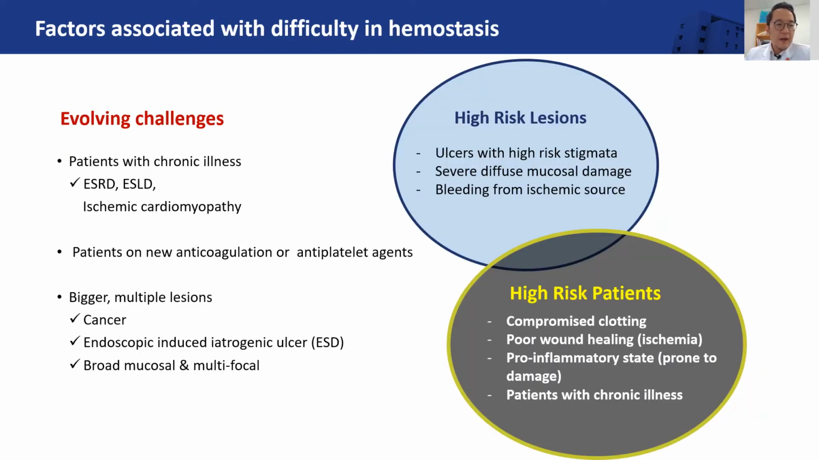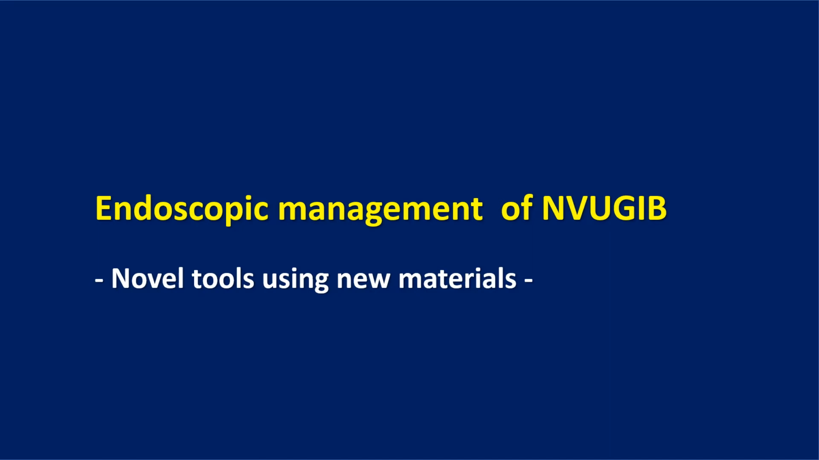And also there are some factors associated with difficulty in hemostasis, like patients with chronic illness, ESRD, or liver disease, or ischemic cardiomyopathy. That kind of patient has a very high rate of bleeding tendency, and most of them are taking new anticoagulation or antiplatelet agents. And in Korea or Japan, there are more growing cases involving large-size early gastric cancer that makes hemostasis more difficult. And I'm going to move on to the next topic, endoscopic management using our novel tools.